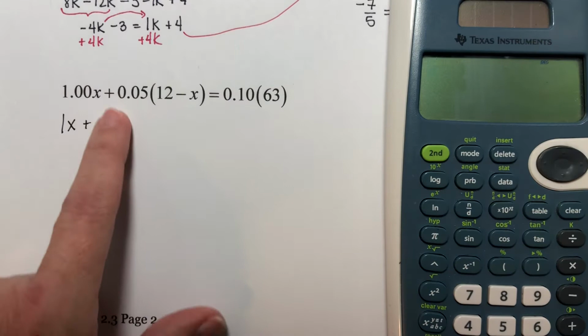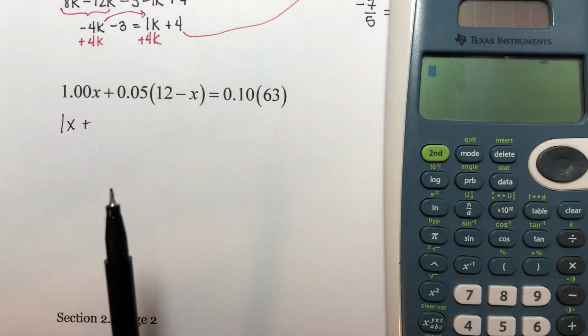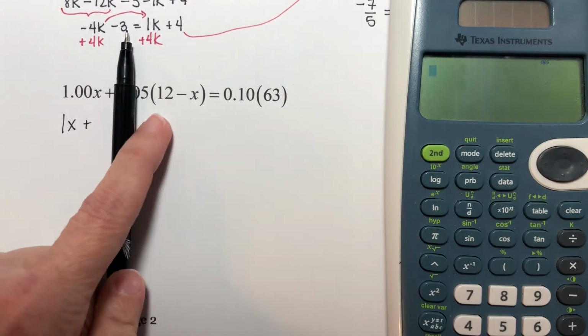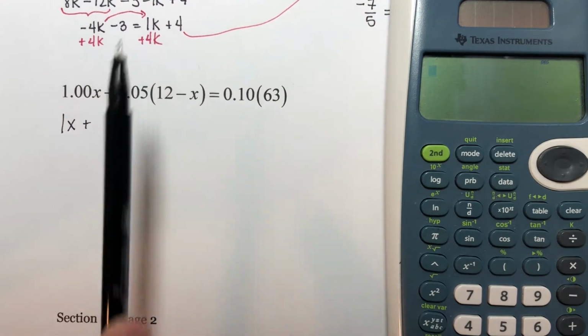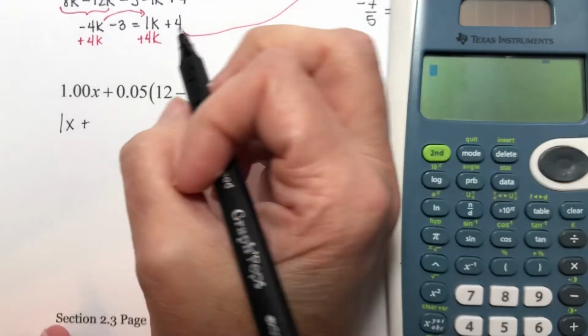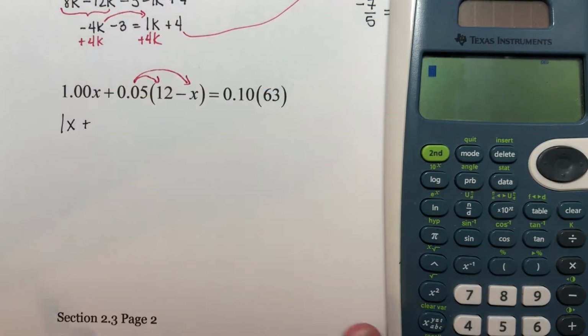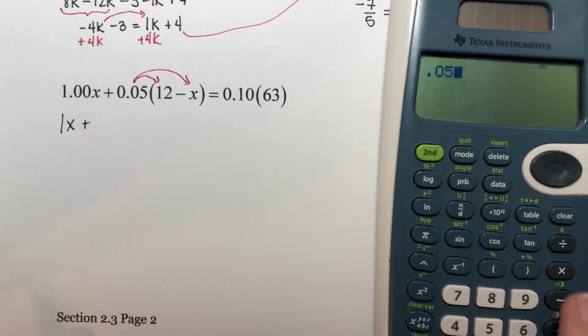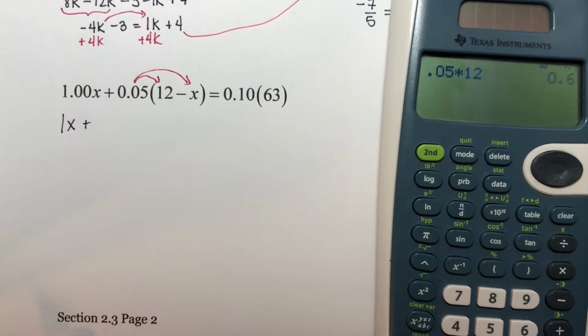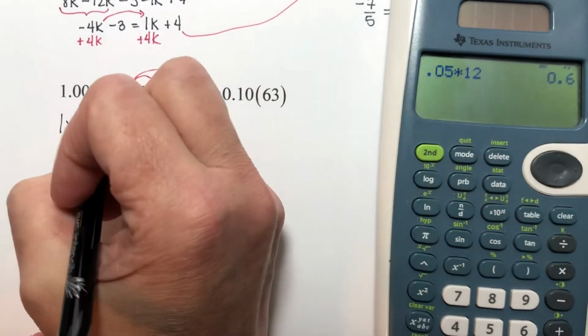Plus. Ask yourself, if you get confused, what would you do if this were a 5 instead of a 0.05? I would distribute the 5. Well, that's what you're going to do here. This is a distribution. So I do 0.05 times 12, which gives me 0.6.